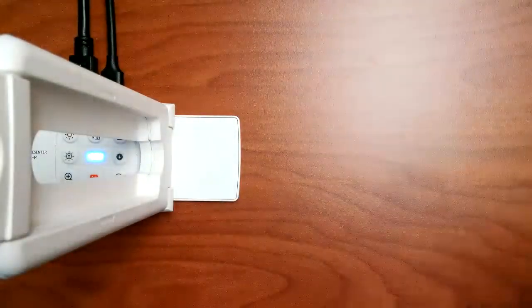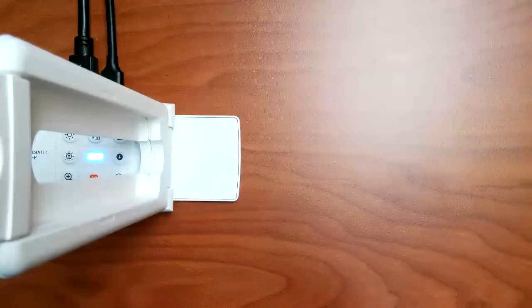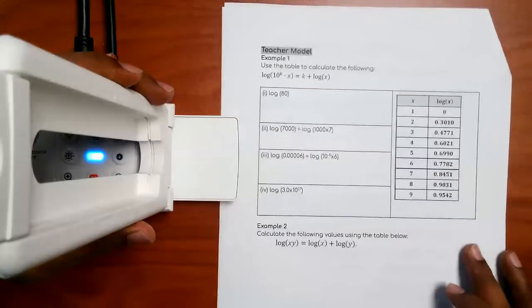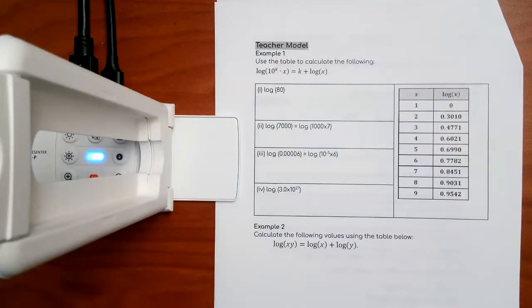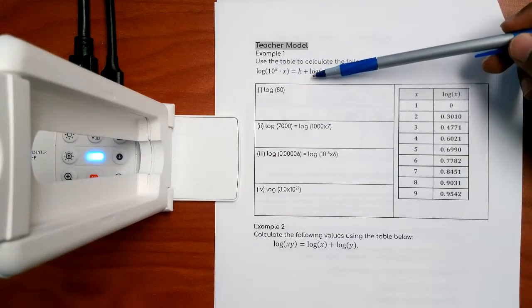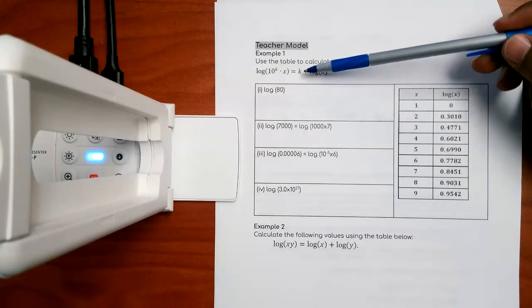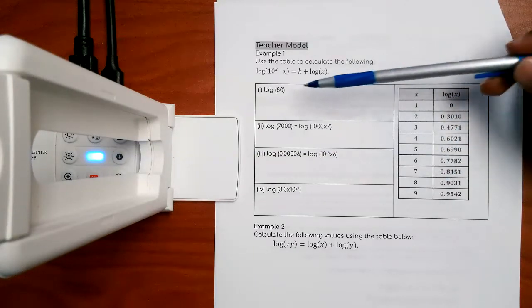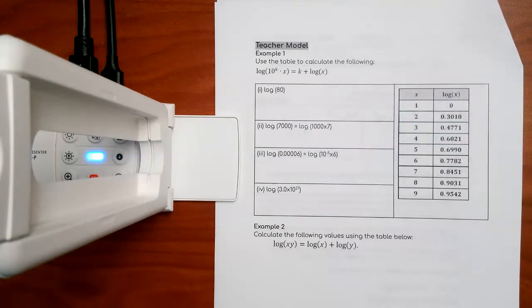So let's look at the problems, and you should try to do these problems yourself, or just note down how I do it, and then you will do your own practice. Okay. So what we're going to do is we're going to use this property here, log of 10 exponent k times x equals k plus log of x, and we'll use this property as well as this table of some of the log values for a range of numbers from 1 to 9, and we'll compute the log of these numbers. So we start with log of 80.